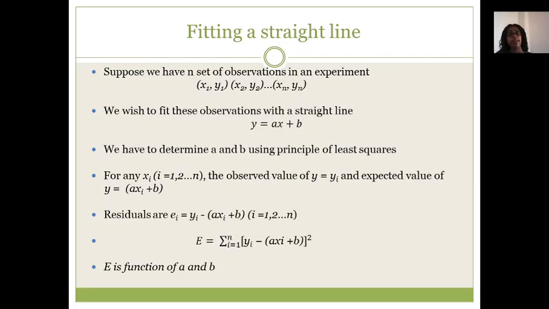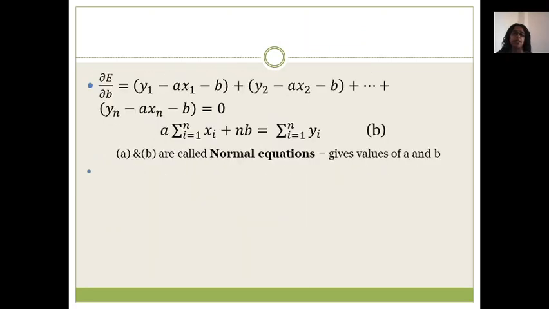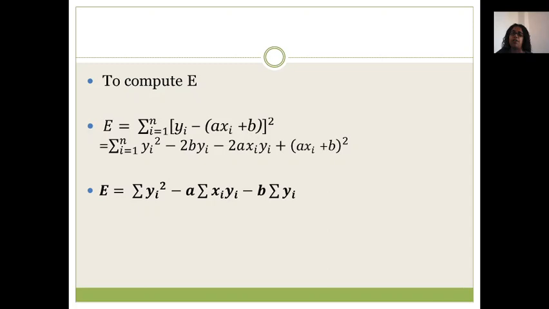We have n set of observations. When x is equal to x1, the observation will be y1. When x is equal to x1, the expectation will be ax1 plus b. That should be your idea. And the difference is the residual, and the sum of squares of this residual will be capital E, and we are finding the condition for the minimum value of E.